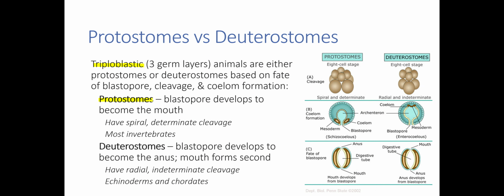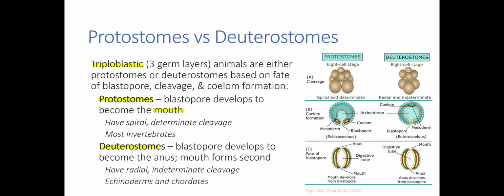Now, if it's a protostome, that blastopore is going to become the mouth. That's going to be the mouth end of the digestive tract. And it also has some special type of cleavage called spiral determinate. What that means is that very early on, these cells know what they're going to be.